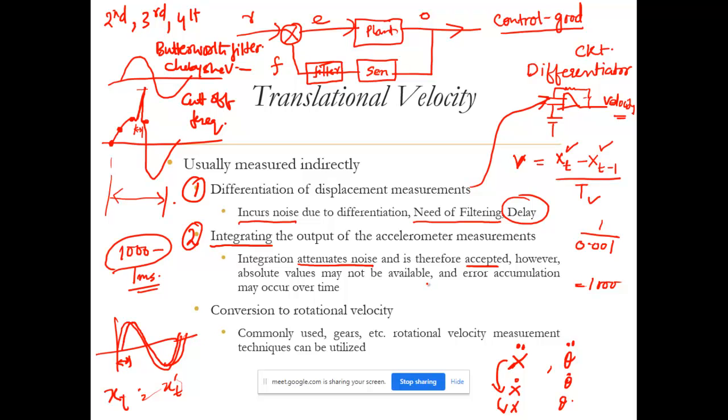Which means that if you want to calculate the absolute velocity or the instantaneous velocity, you may not be able to get that. You may get something like an average velocity over some period of time, because of the process of integration, that we do associate something called constants with, that can be solved if we know the initial value of the velocity or initial value of the position.